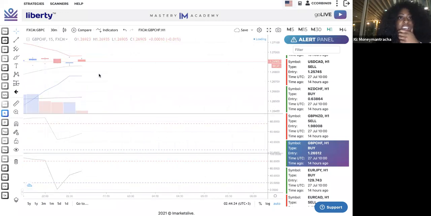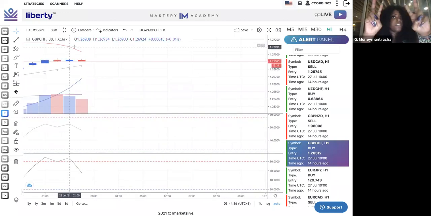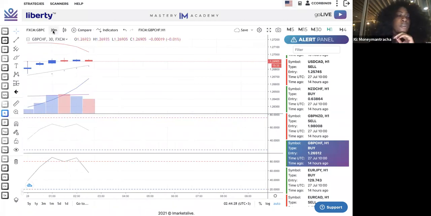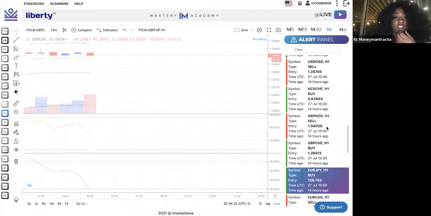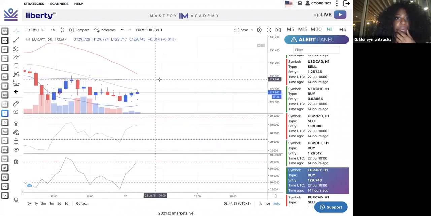So if you don't find anything, don't get discouraged. If your mentors aren't dropping signals in the chat, it could just be that there's nothing going on for us to take. And we don't want to put you into a bad trade just being greedy, because there actually are perfect setups. There are some really perfect setups.